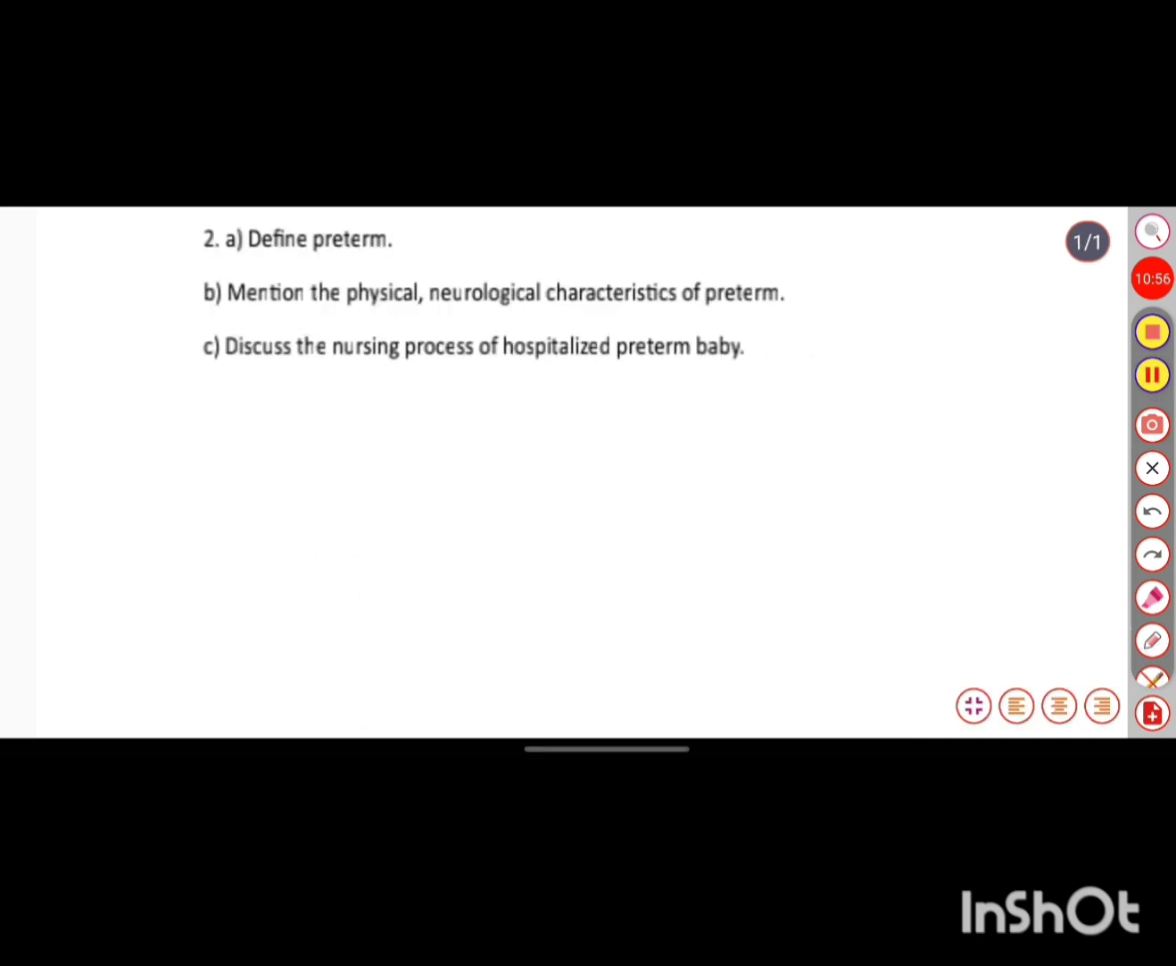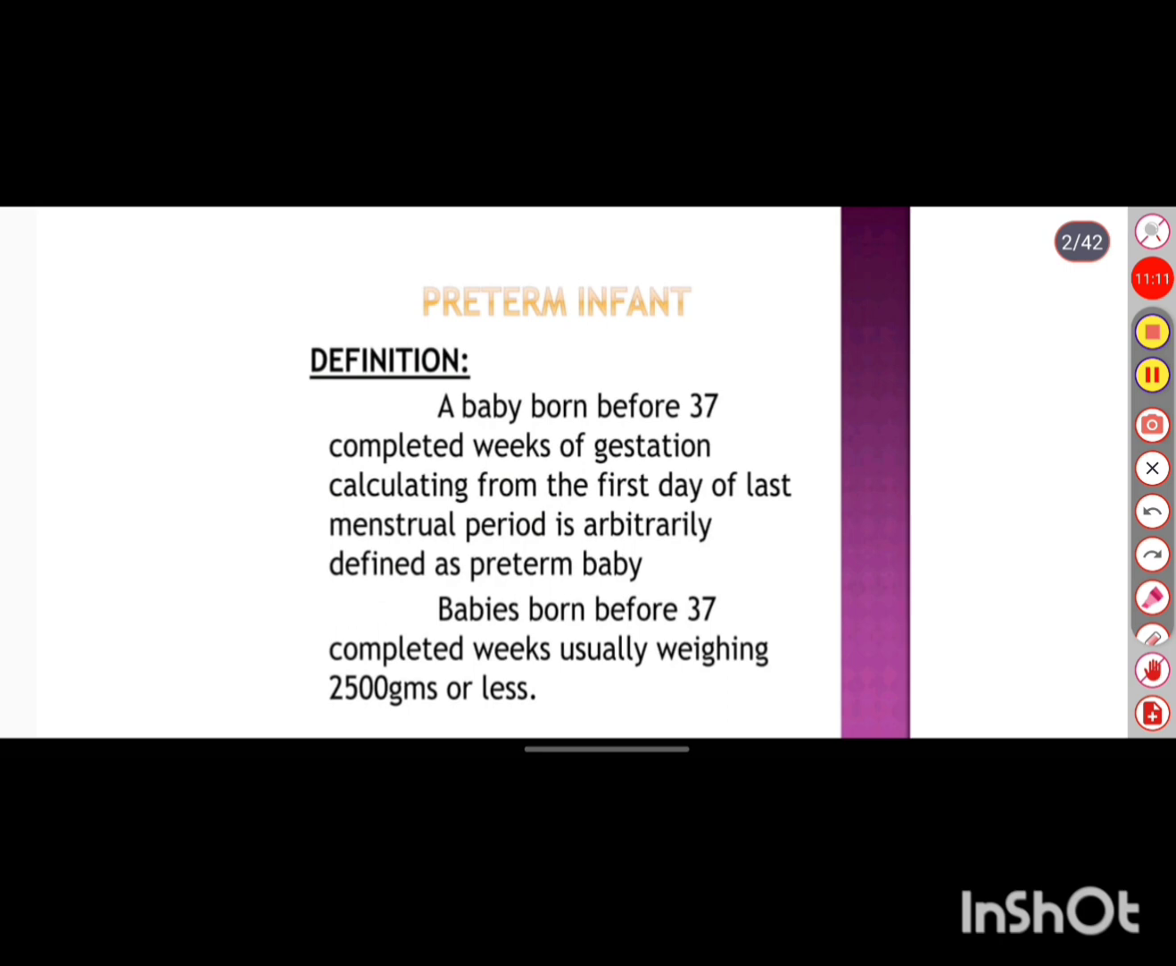The next question they've asked is about preterm babies. Mention the physical and neurological characteristics of preterm babies and also the nursing process of hospitalized preterm babies. Now we'll see the answers for that. Preterm babies are babies born before the completion of 37 weeks, calculating from the first day of the last menstrual period. These babies usually weigh about 2500 grams or less, so they are considered preterm babies.